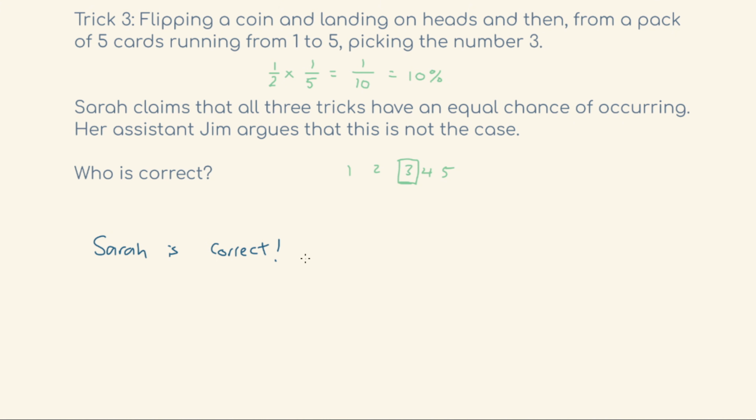You can even be a bit more specific if you wanted to. You could say something like, all the tricks have a 10% chance of success, and then put a little smiley face. And that's all you have to do for question 6, okay?